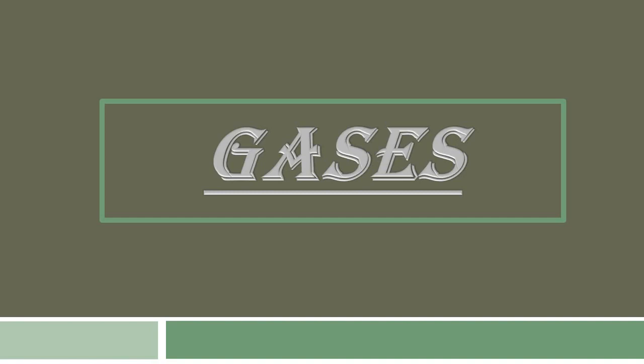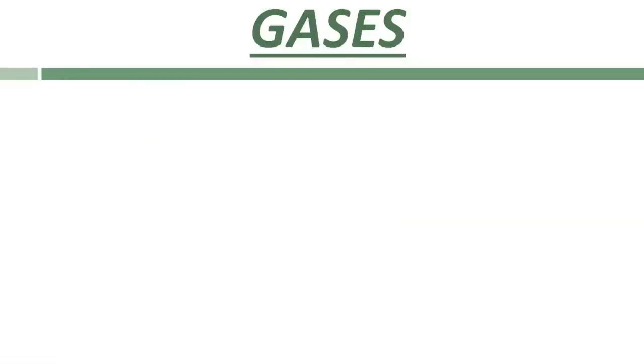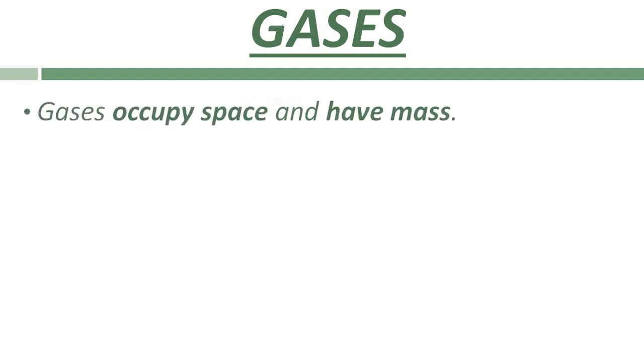Another form of matter is gaseous. Let's discuss the properties of gases. Gases also occupy space and have mass. Like liquids, gases can also flow. They flow easily in all directions.